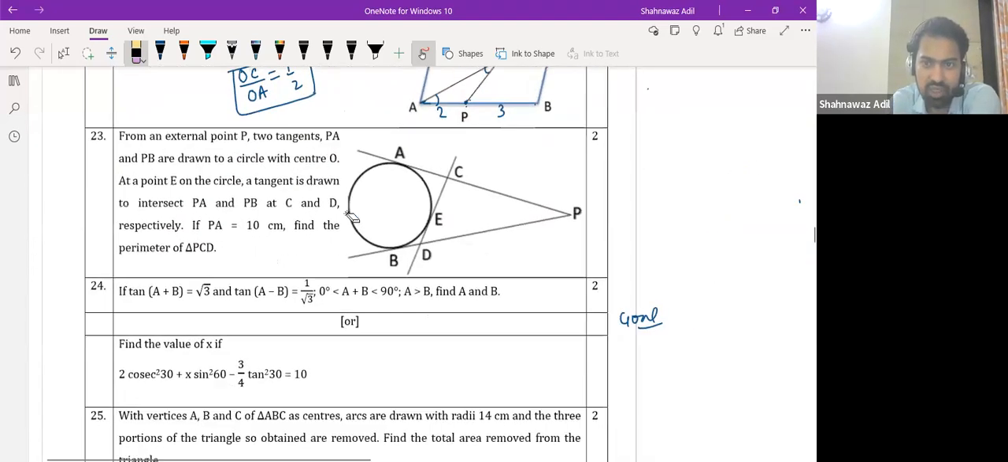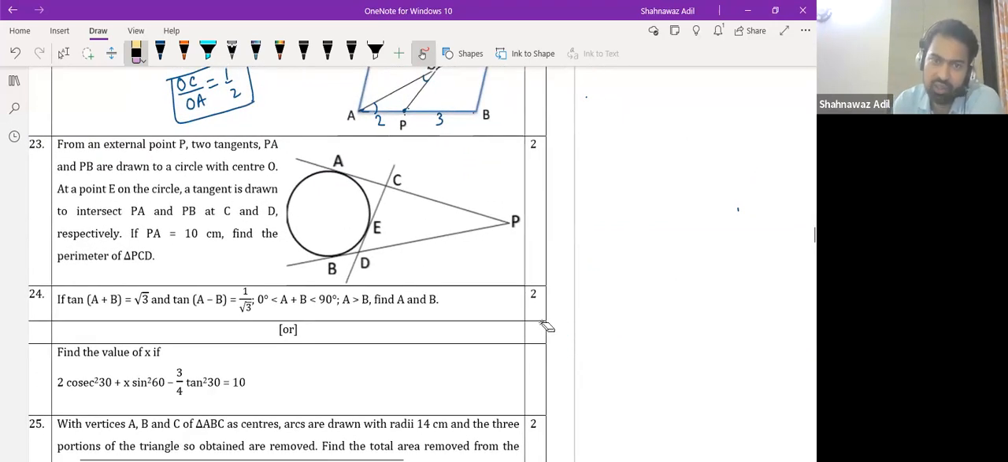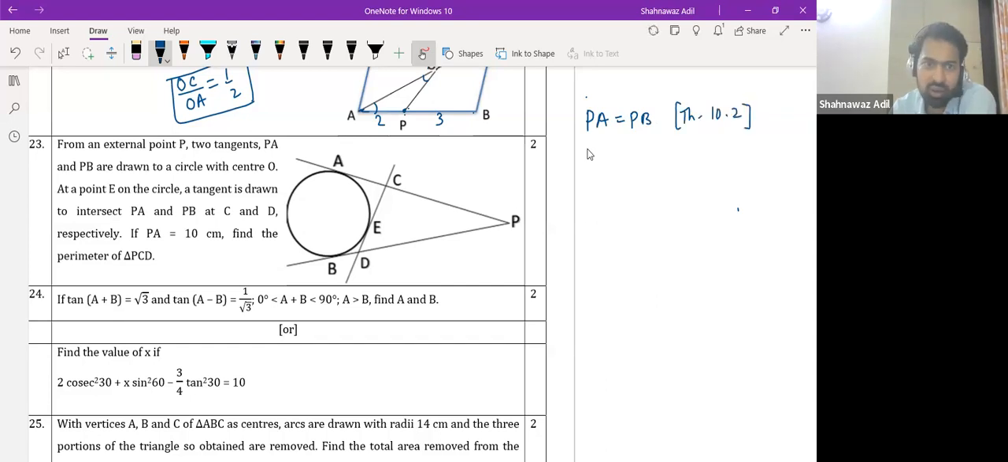Okay, so we have this question, right? From an external point P, two tangents PA and PB are drawn to a circle with center O. Whenever we have this, we quickly write the relation between PA and PB. Their lengths are equal because they are from the same external point. Absolutely right. So PA equals PB, and we can write theorem 10.2, right? And then what can I say about AC and CE?